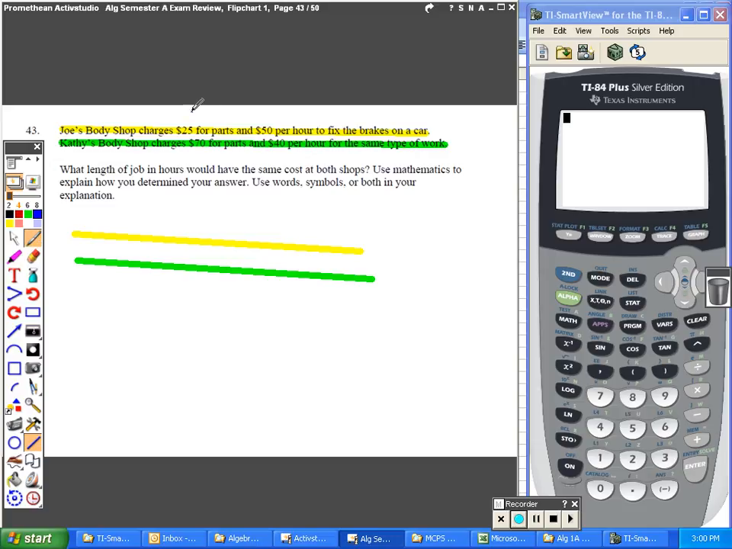Joe's Body Shop charges $25 for parts and $50 per hour. As soon as I hear the word per, I know this number is going to be my rate, which means it's going to be my m value, my slope value. So to write this out, I would do y equals $50 per hour. In this case, I'll use x. Plus, you must pay $25 for parts. That's kind of like your extra fee.